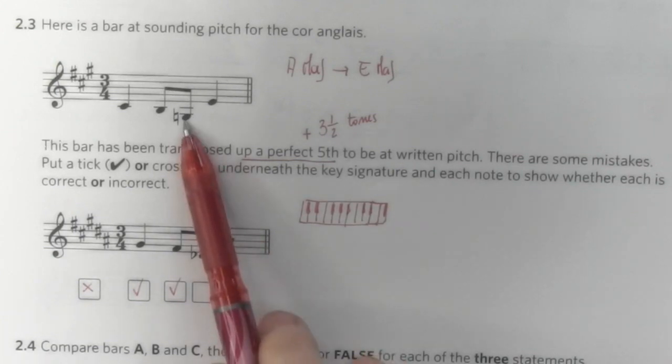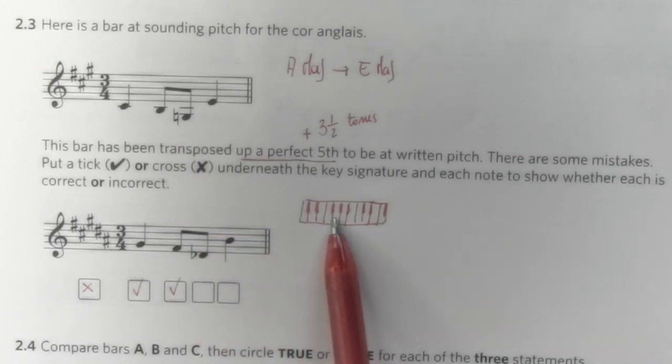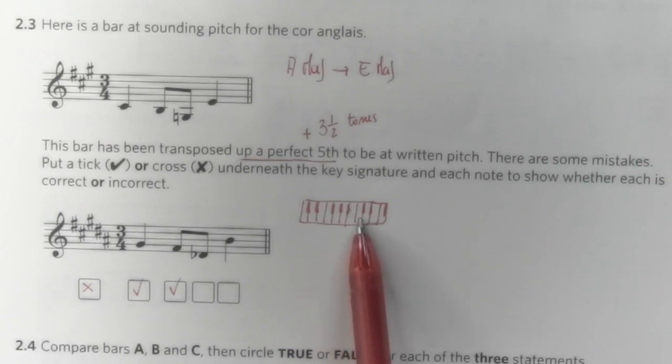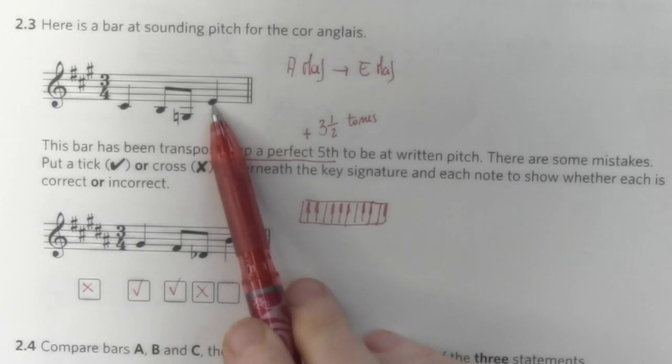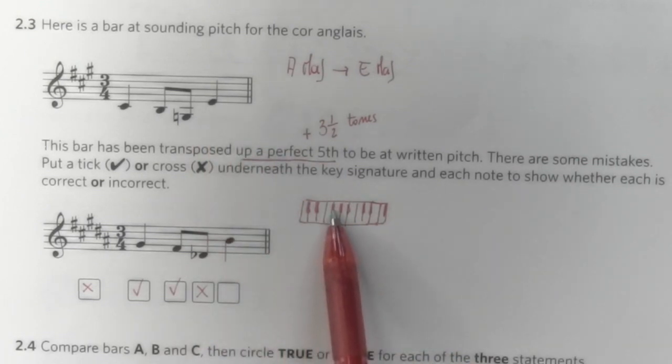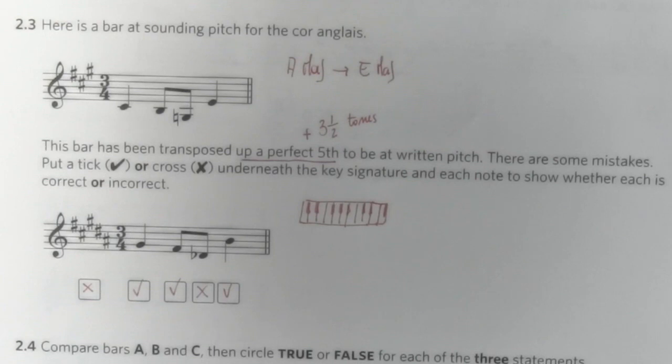Let's use this technique here. Sol. 1, 2, 3.5. D. Not D flat. Sorry. Mi. Let's count. 1, 2, 3.5. Yes, B. Correct. And that is all done for you. We can move on to the fourth question. The last one relating to pitch.